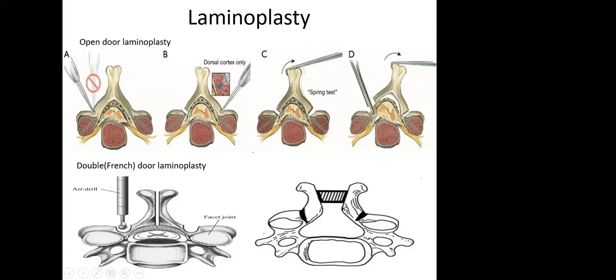While in the double door approach, instead of opening it completely at one side, we try to drill and then retain the inner cortex on both sides. And then the spinous process is now divided in the midline, and the lateral forces are applied on both sides to open up the spinal canal. And then using a strut graft or even plates and screws, the space can now be held. So by so doing, we've been able to increase the diameter of the canal and therefore reduce compression.